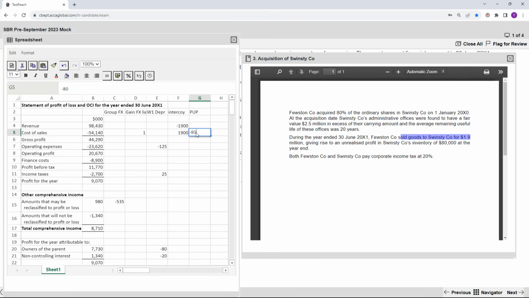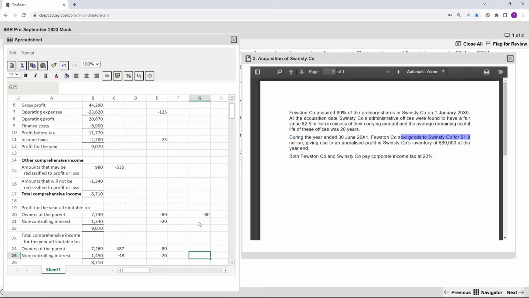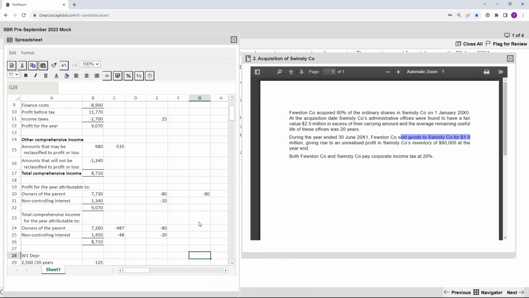Now the person who made that profit was the parent company, and therefore there is no charge to the non-controlling interest as a result. So it doesn't affect NCI. That does affect the provision for unrealized profit here, and there. Bish bash bosh, there it goes. And obviously anything that affects the profit for the year affects the total comprehensive income as well. So minus 80 goes there as well. And I pause because I've made a mistake, haven't I?